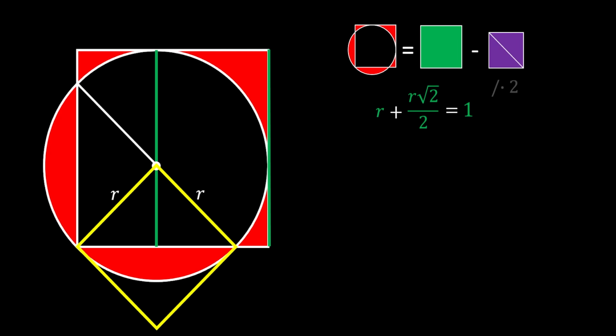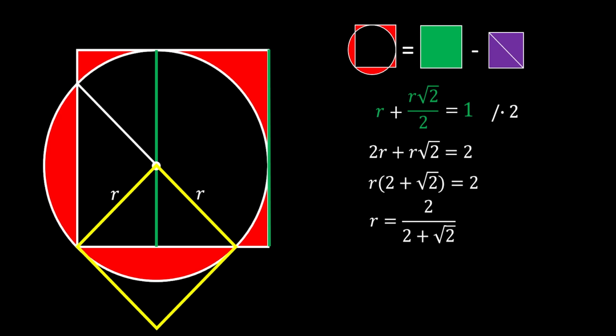We can simplify this by multiplying with 2, and we will get the following. Now we can use r as a common factor from these two terms, and we will get that r times the quantity of 2 plus square root of 2 must be equal to 2. And that means that r is equal to 2 over 2 plus square root of 2.